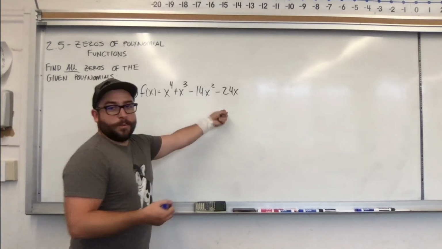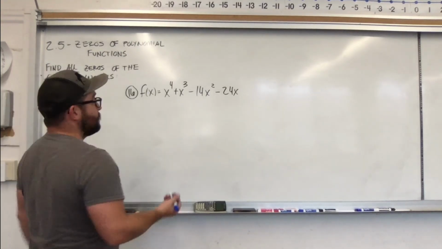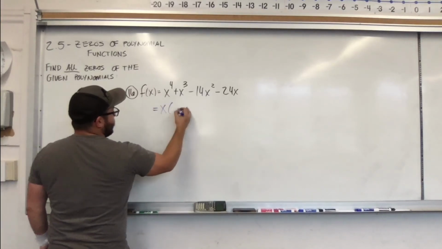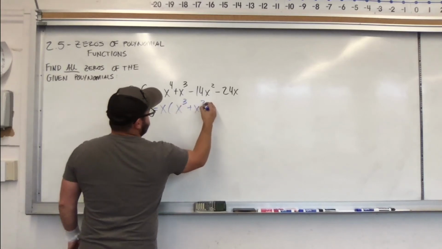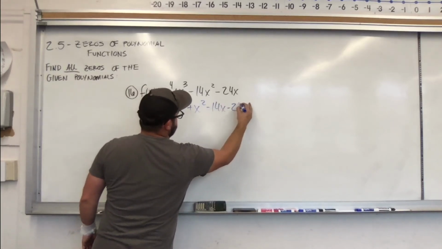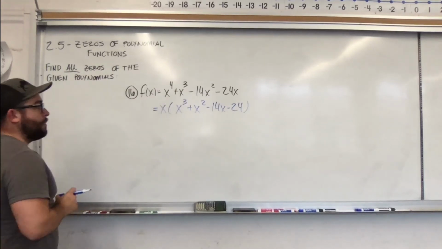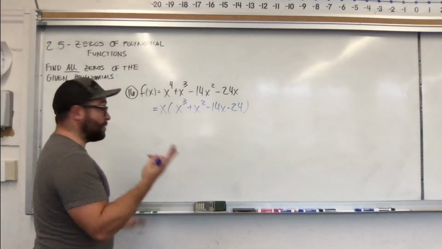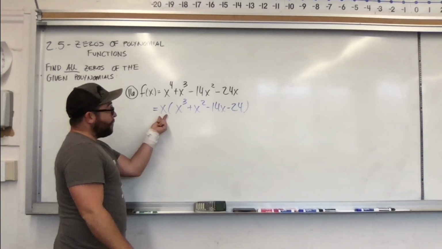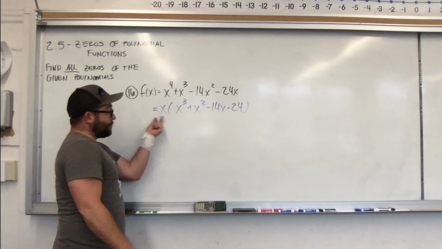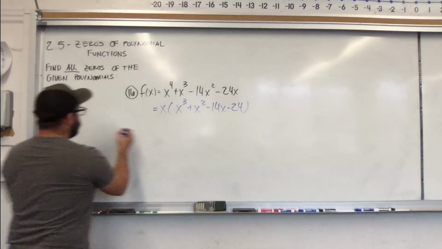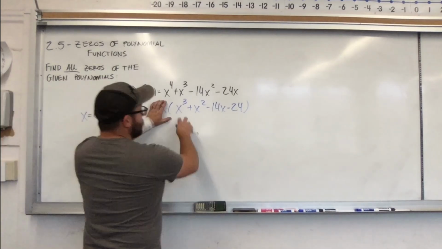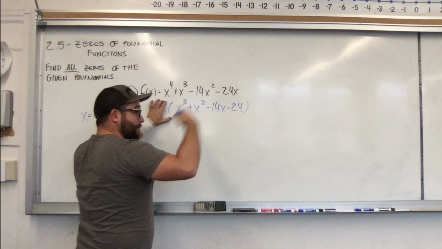What do all of these have in common, since we don't have a constant term? They all have an x. So I'm going to rewrite this and pull an x out of everything. By doing so, I already have a zero: x equal to 0, because this is a product and we can set both factors equal to 0. So I already know x equals 0 is one of my zeros, and whatever other zeros there are will be whatever's left over.